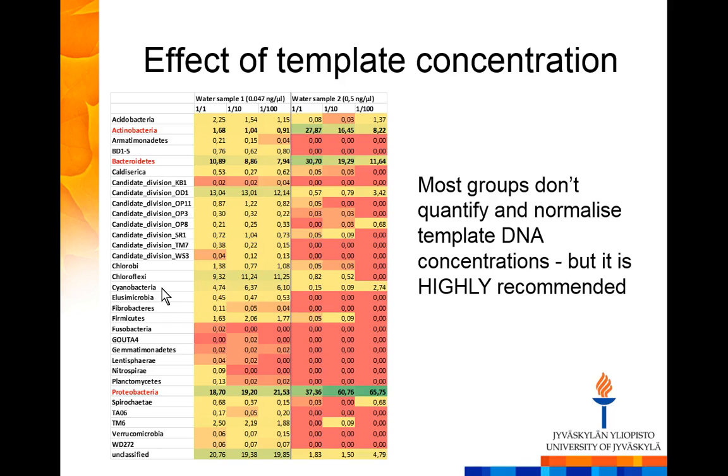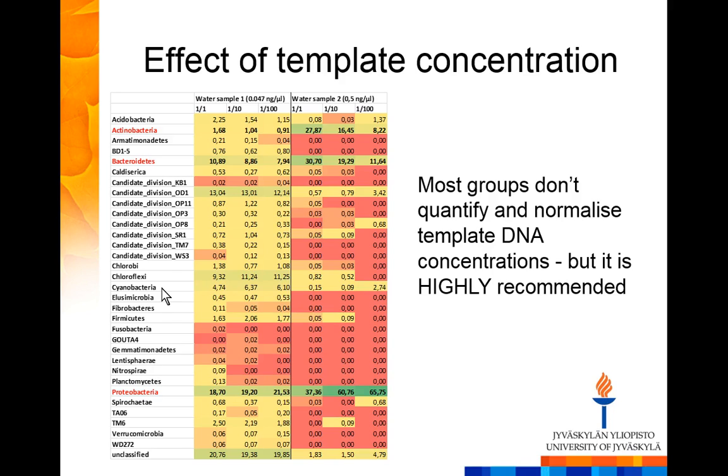But another reason is that, if you only can, please put the same amount of template in all your reactions. And the reason you see here. We had two water samples. Water sample 1 had a DNA concentration in the extract of about 0.05 nanograms per microliter, and then we had a second water sample where the DNA extract concentration was about 0.5 nanograms per microliter. So at the lower end, but definitely not ridiculously low DNA concentrations.